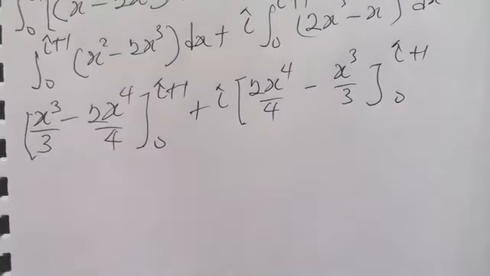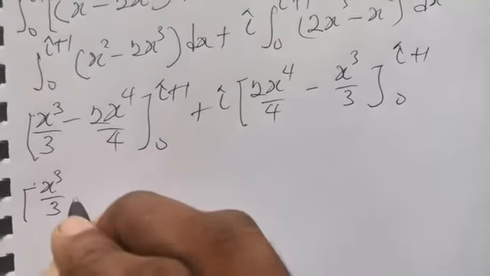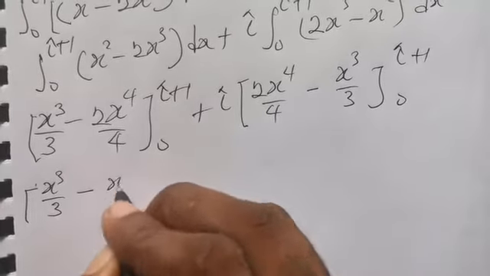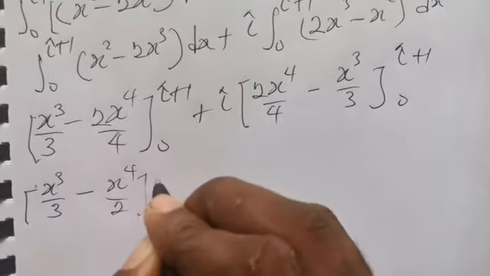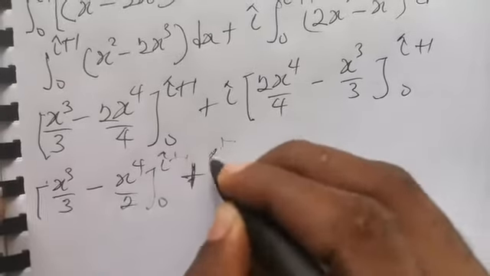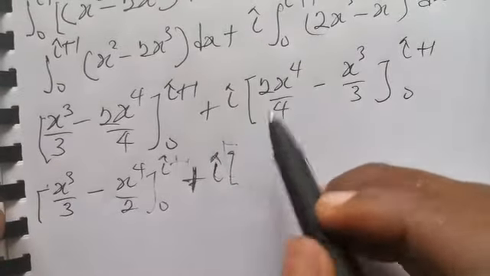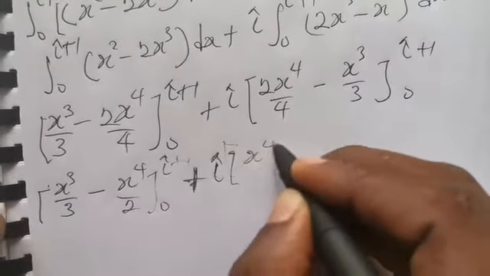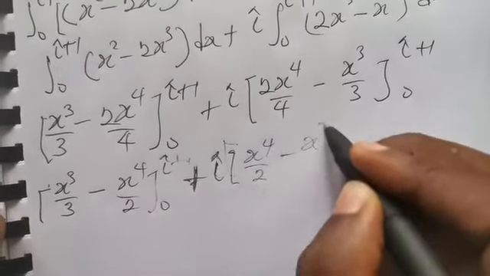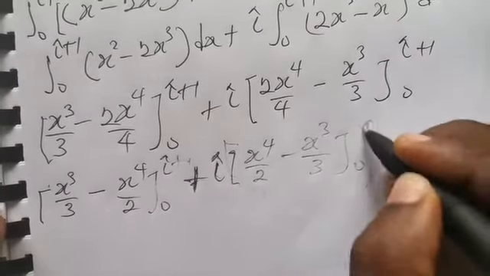So this is actually x cubed over 3 minus, of course, 2 goes into 4: 2 into 2 is 1, 2 into 4 is 2. So I have x to the power of 4 all over 2, from 0 to i plus 1, plus i into, same thing here, 2 goes into 2 is 1, 2 goes into 4 is 2. So I have x to the power of 4 all over 2 minus x to the power of 3 all over 3. The limit is from 0 to i plus 1.